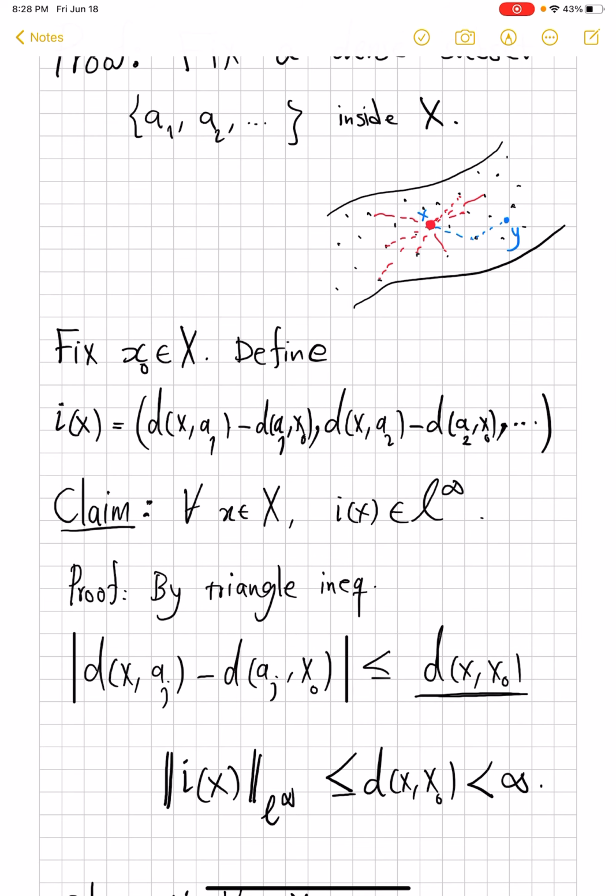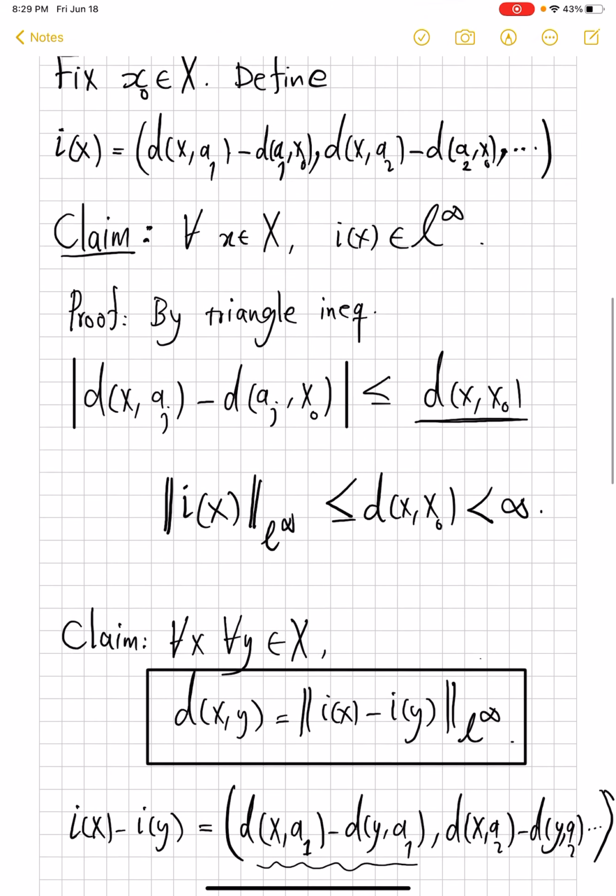And that comes from the triangle inequality. The distance of x from aj minus the distance of aj from x0, this is basically the jth coordinate of i(x), is bounded by d(x,x0), which is independent of j. So if you take supremum over j in natural numbers, you still have a bounded quantity, and that means i(x) does belong to L infinity. So that's just saying that i, as a function from your metric space into L infinity, is well defined.